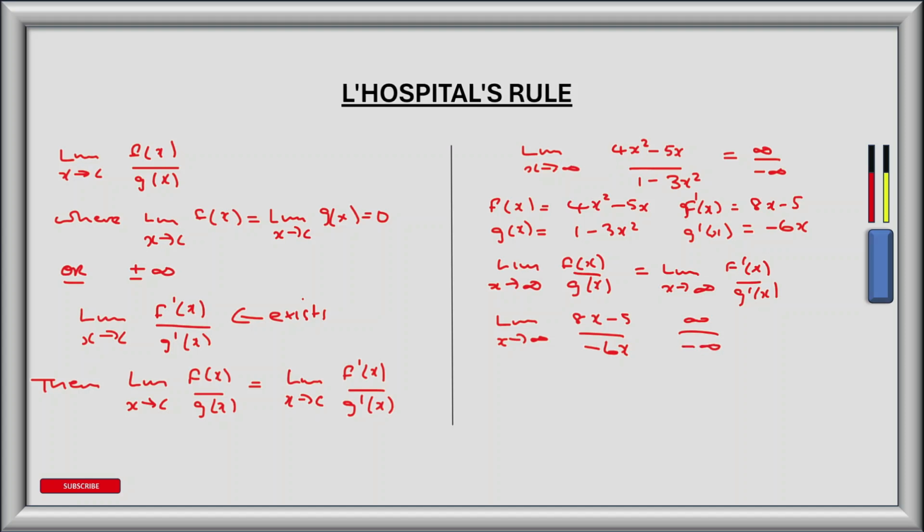How do we deal with this situation? Well, we take the second derivative. The limit as x tends towards infinity of the second derivative. So the second derivative of 8x − 5 would leave 8, and the derivative of −6x would leave −6. This would equal −4 divided by 3.